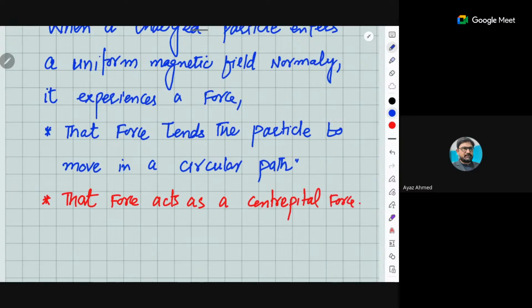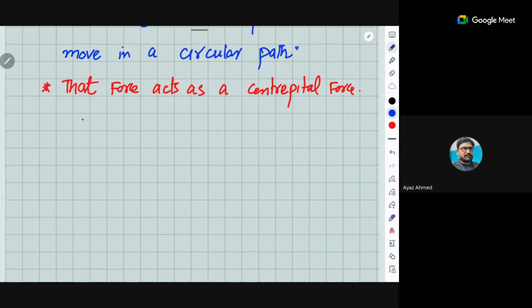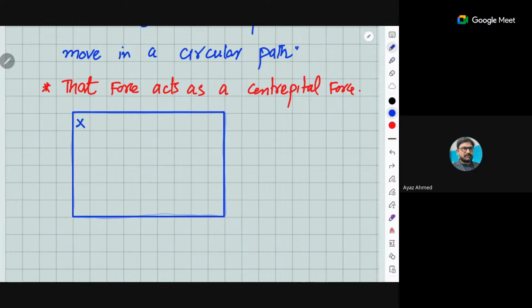So the entire physics is here. For example, if I have a region of uniform magnetic field, instead of drawing all these crosses, let's say this is a region of uniform magnetic field, and the magnetic field is into the page, and a charged particle is entering this uniform magnetic field with velocity v. This is a charged particle, right? It is a positive charged particle.